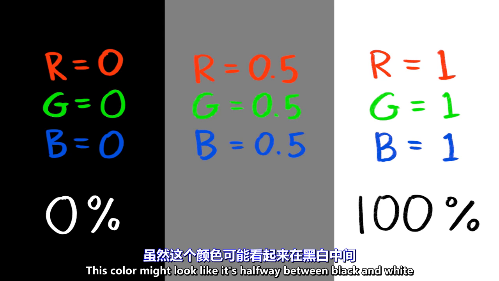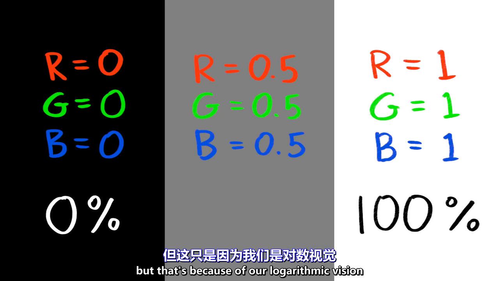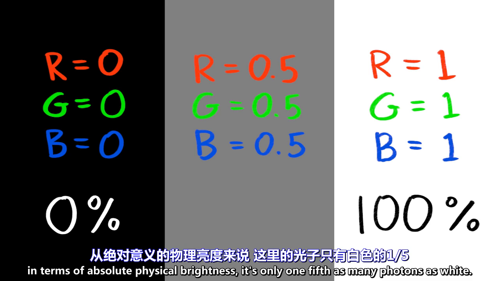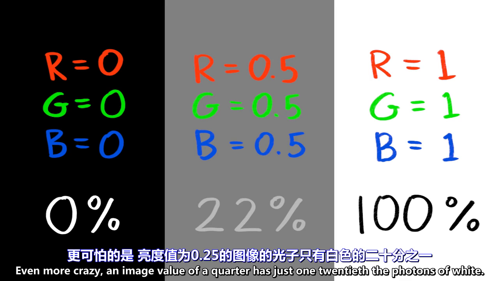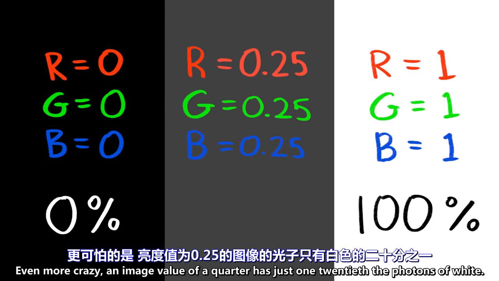Nope. This color might look like it's halfway between black and white, but that's because of our logarithmic vision. In terms of absolute physical brightness, it's only 1/5 as many photons as white. Even more crazy, an image brightness value of a quarter has just 1/20th the photons of white.